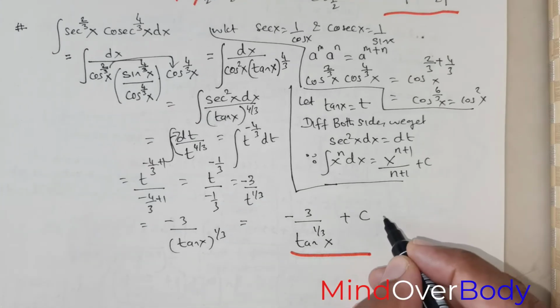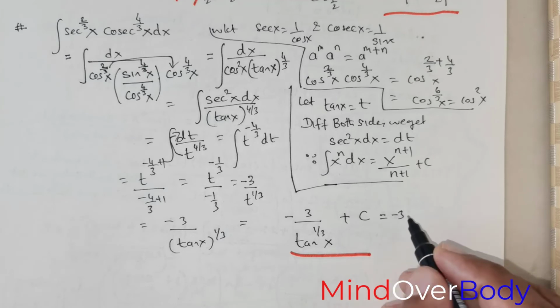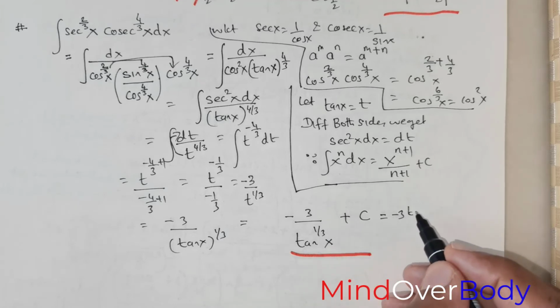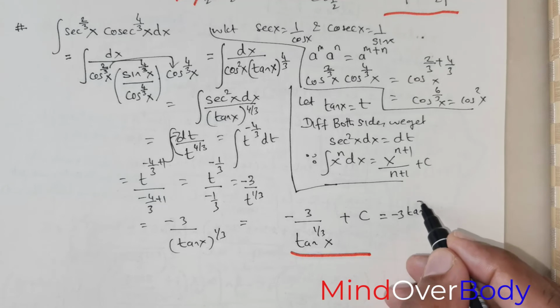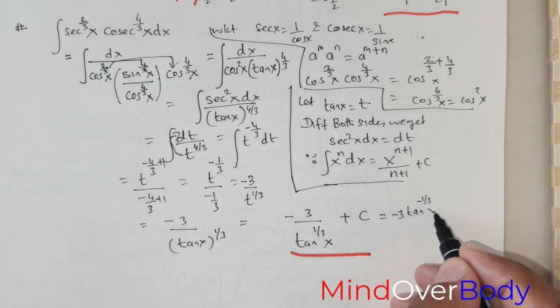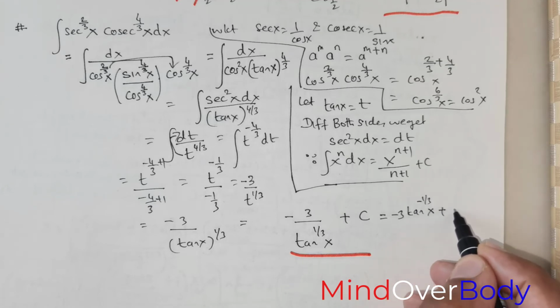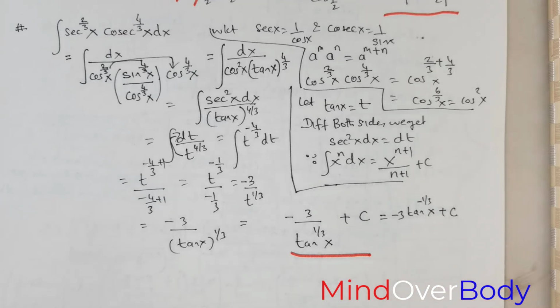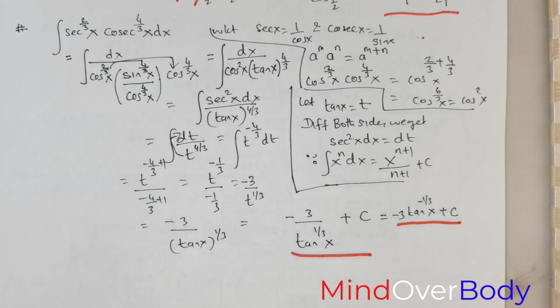Of course, you can rewrite this as negative 3 times, you can take it to the numerator, so that's going to be tan raised to the power of negative 1 over 3 x plus c. So you can either stop here or you can stop here depending on the requirement, but make sure that these two results are obtained, or in other words you are able to achieve these two variations.